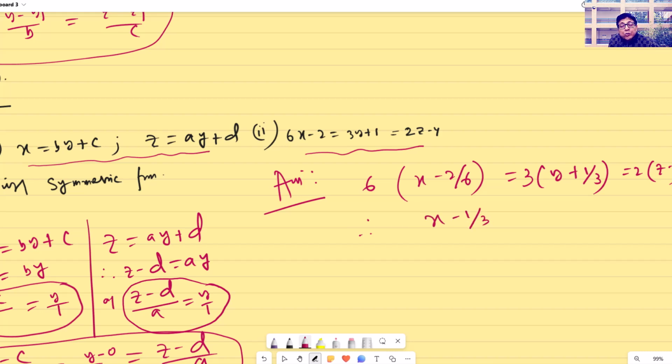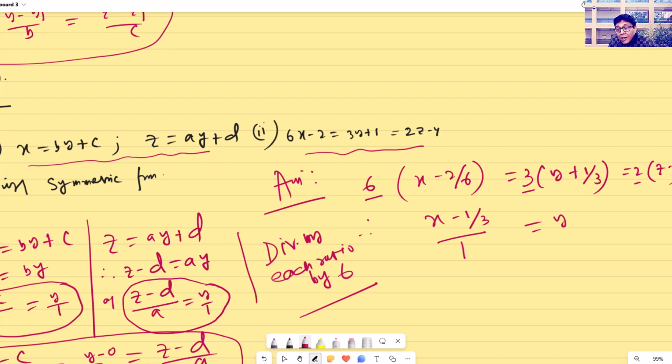Therefore, x minus 1/3, 6, 3 and 2, their LCM is 6 only. Divide each ratio by 6. So what do you get here? This is 1, and y plus 1/3, this is 2, and this will be z minus 2 by 3.